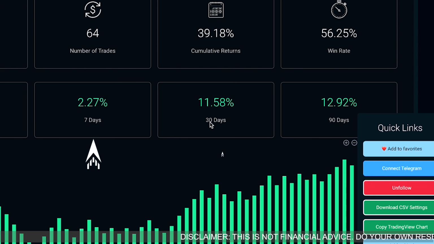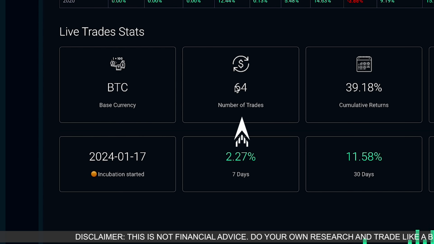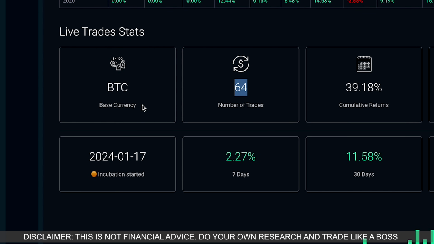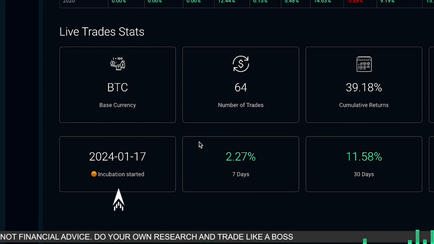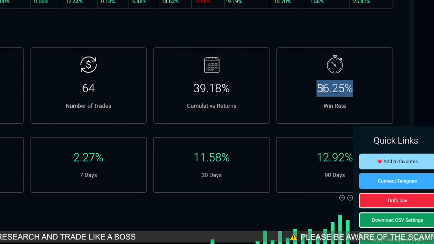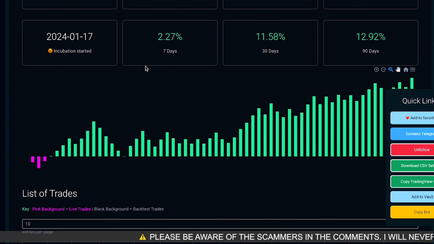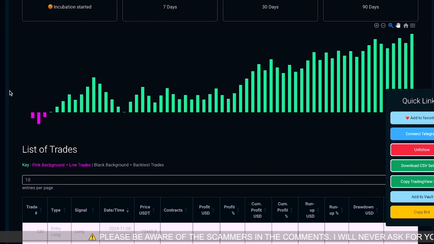In the past 7, 30 and 90 days, we are profitable. We have taken 64 trades since we put this into incubation, so live trading in January, and our win rate on live trading has stayed around the same sort of number. We were at 58 on backtesting. We're currently at 56.25, so that is completely acceptable. Looking at the live trades popping off here, it looks absolutely brilliant. I'm very proud of this strategy.